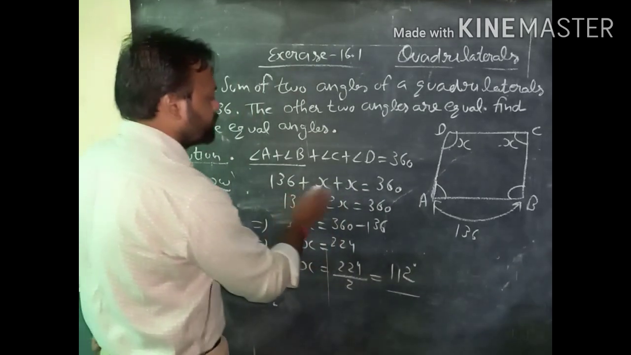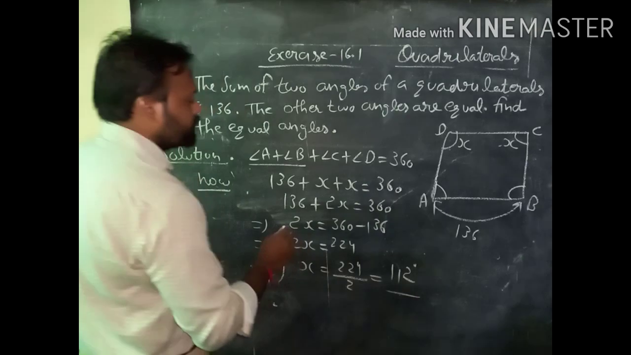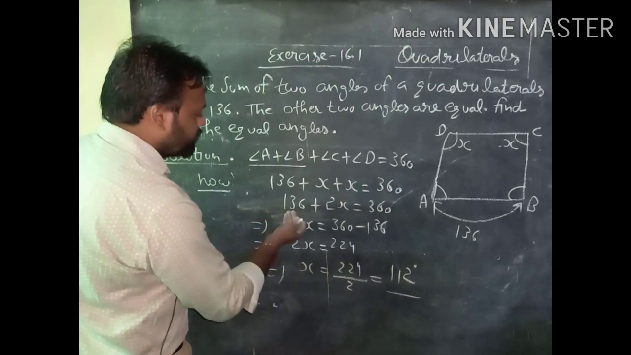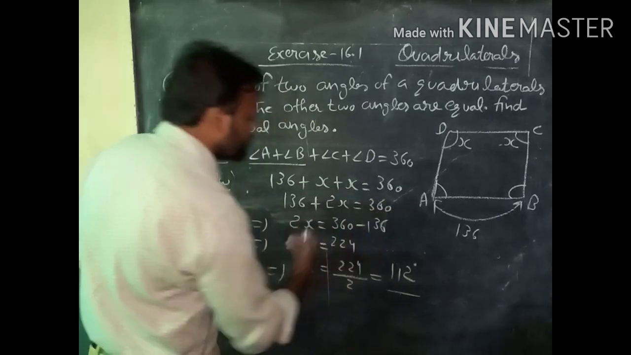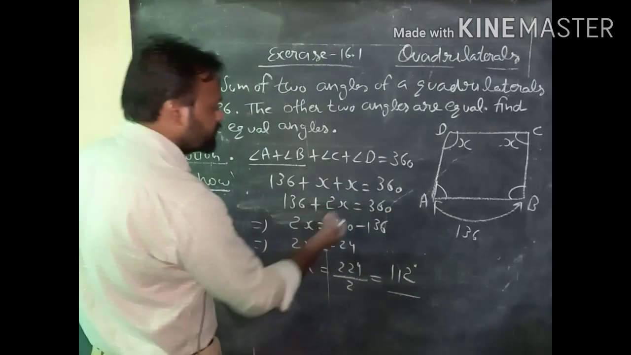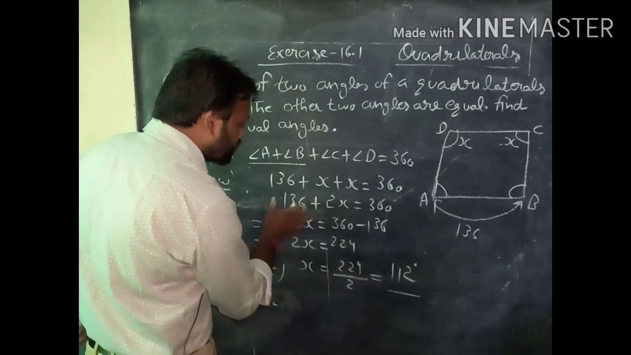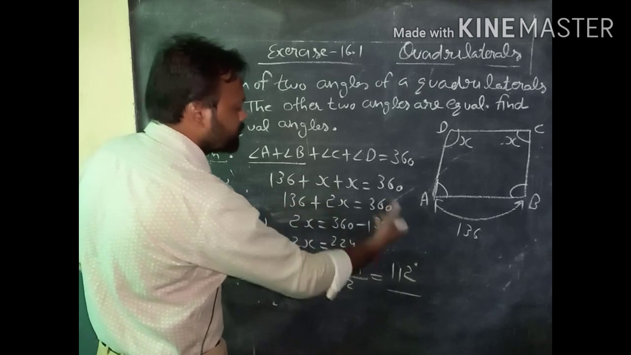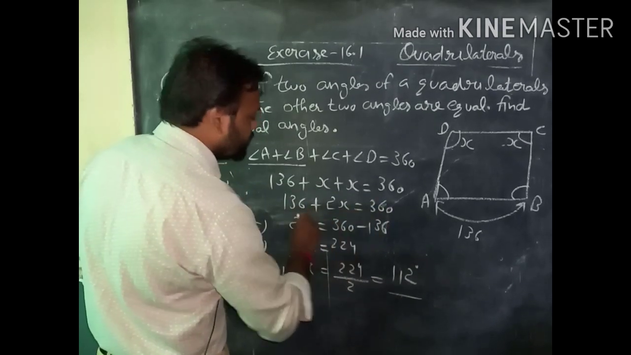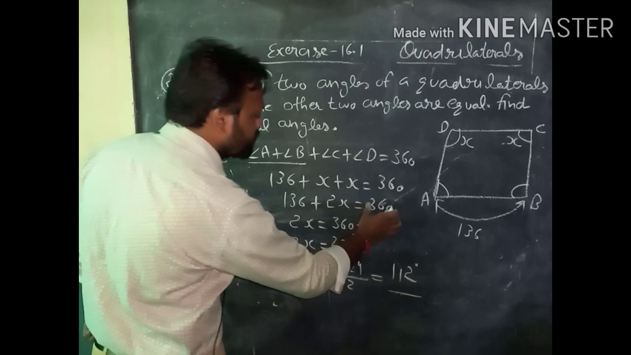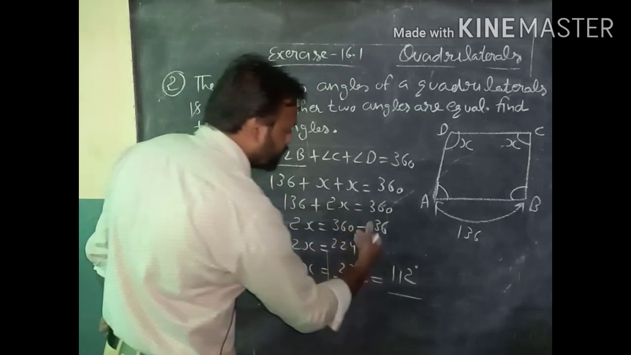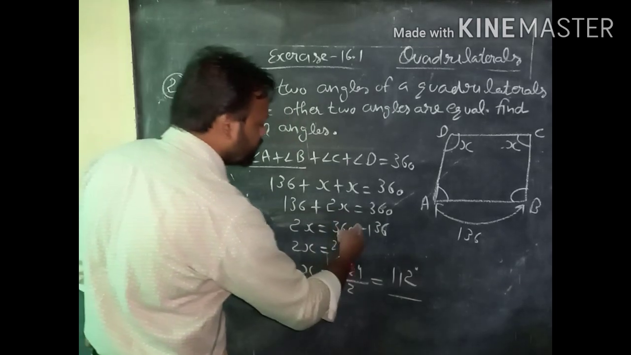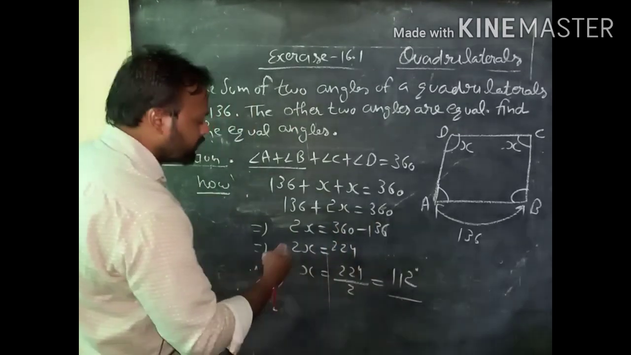So it becomes 136 plus X plus X is equal to 360. X plus X will become 2X, so 2X is equal to 360 minus 136. 2X remains as it is on the left hand side, and we take 136 to the right hand side. 360 remains as it is, and the plus sign will become minus, so it will become 360 minus 136.